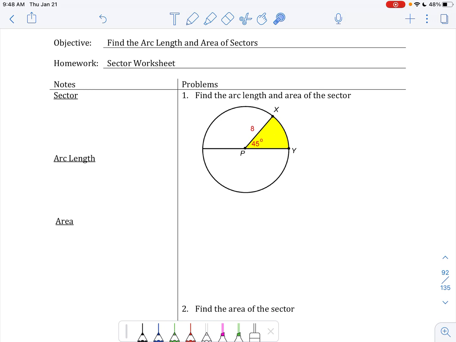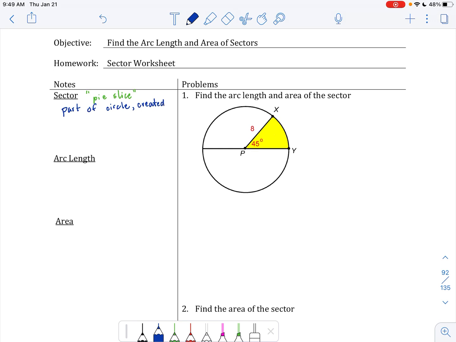So the first thing I want to do is define what a sector is. We have a nice picture right here. This yellow part here is a sector, as is this part here, if I wanted to, or even a semicircle. A sector is just a pie slice or a pizza slice. So what that means is that it is a part of a circle, a part of a circle that comes from the center.